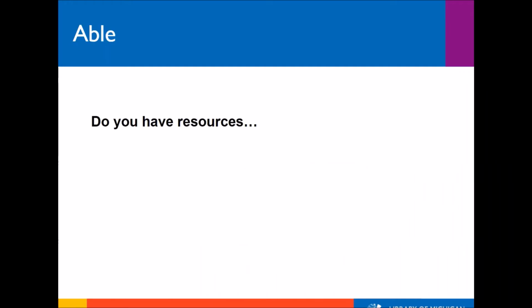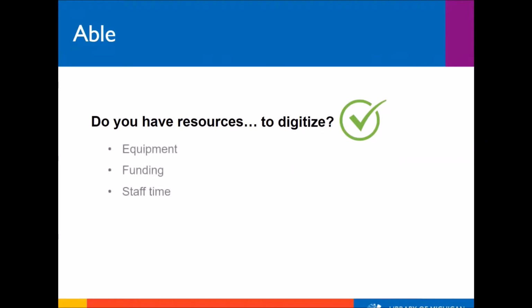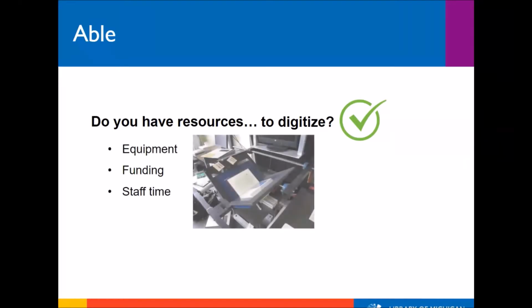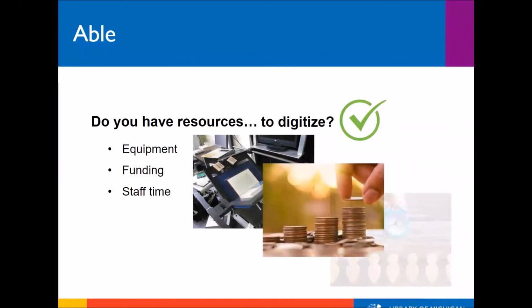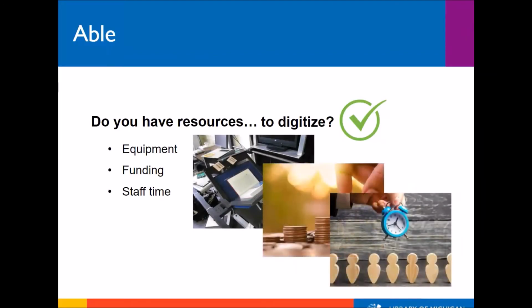So once you've determined that you should digitize something, and then you've confirmed that you may digitize it, you can finally look at whether or not you can digitize it. First, do you have the resources needed to digitize this material? What would those resources look like? Do you have the equipment to digitize materials in-house? Do you have funding for equipment and paying staff time or to outsource to a vendor? Do you have the expertise to digitize yourselves?